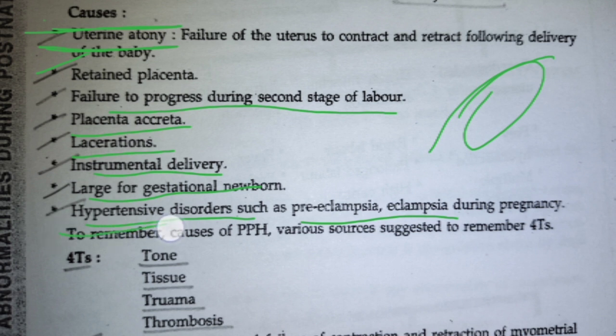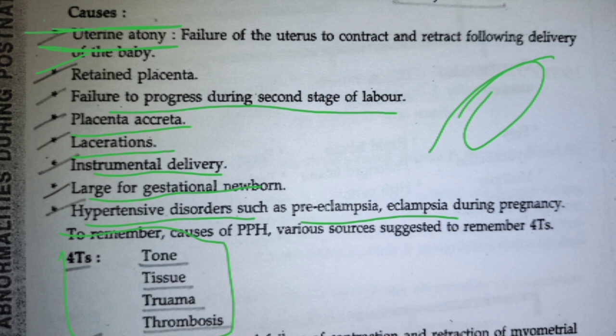To remember all this, we can classify them into these 4 T's: tone, tissue, trauma, thrombosis. Tone is the movement of the uterus. Based on that, we can classify. Tissue is related to membrane and tissue. Trauma is the scar, the physical injury.